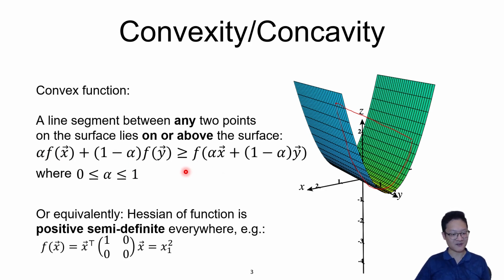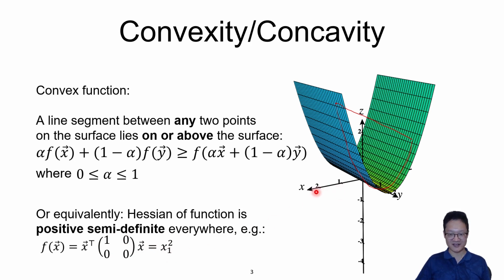We actually have 2 definitions of this. Another definition is that the Hessian of the function is positive semi-definite everywhere. In this particular example, the function is f of x equals x transpose A x, where A is equal to 1, 0, 0, 0. This A matrix is positive semi-definite, and it is actually the Hessian of the function as well.